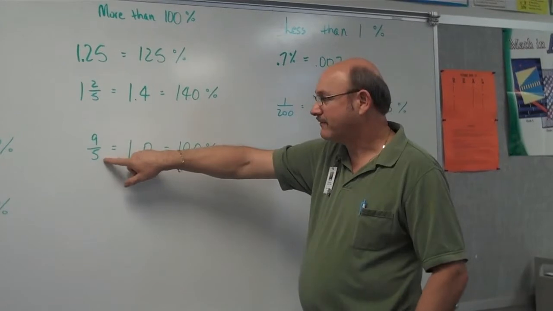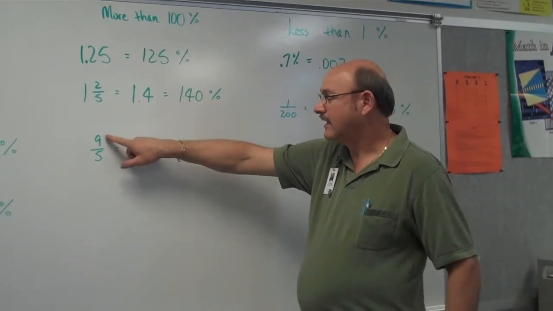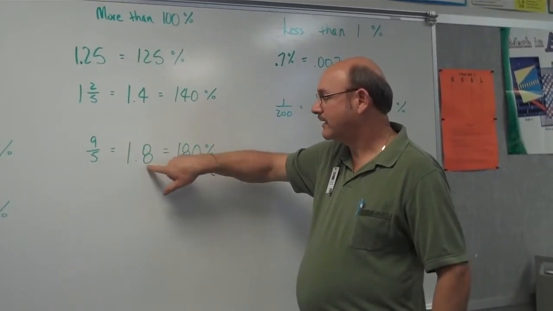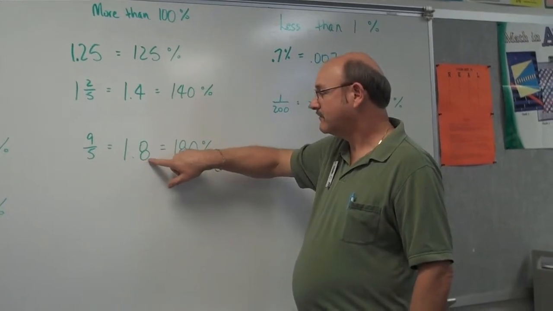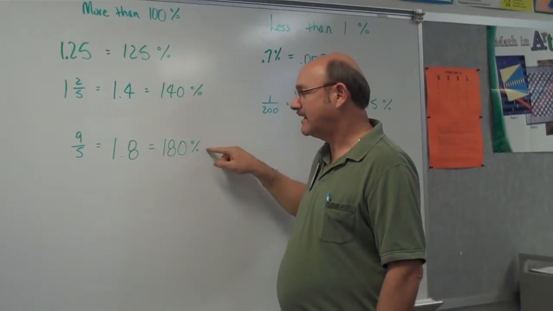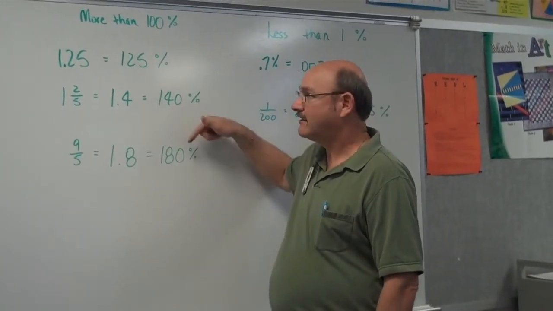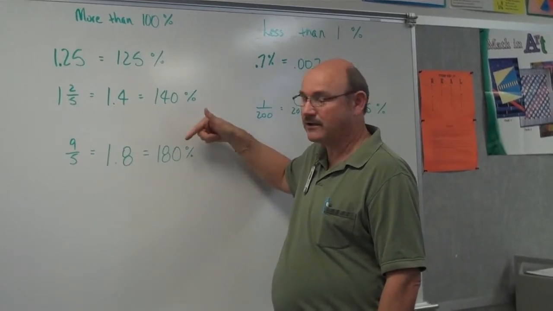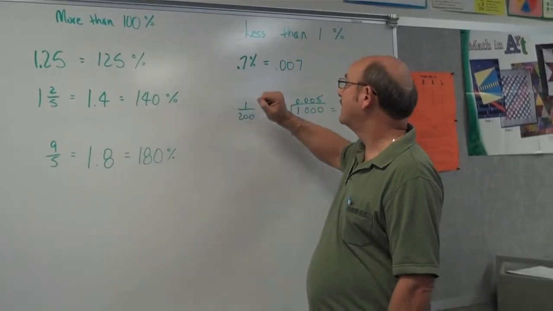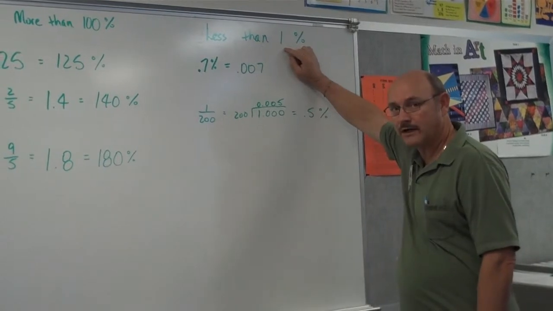Maybe it's an improper fraction, 9/5. 9 divided by 5 is 1.8. Move our decimal over 2, we have 180%. So we can have percents that are more than 100. We also can have percents that are less than 1.